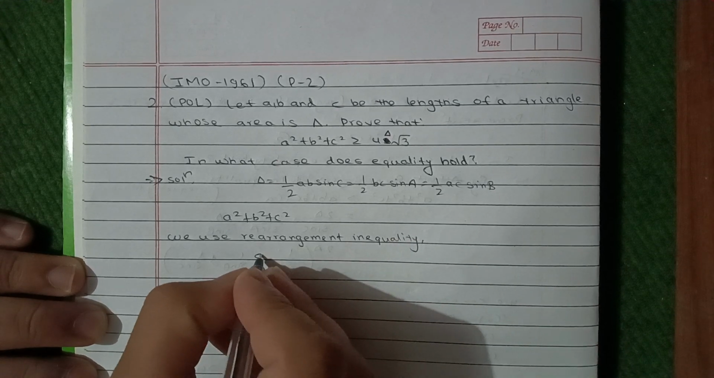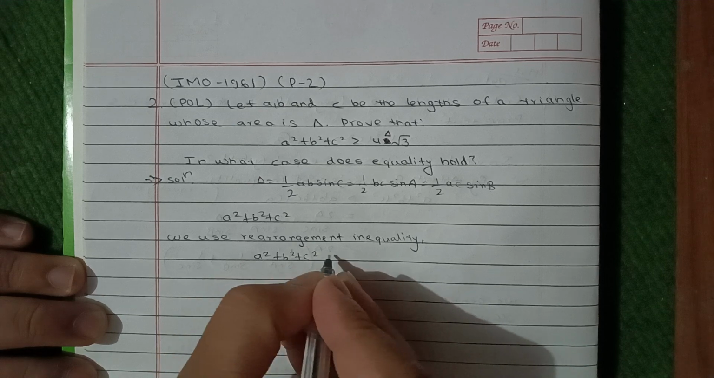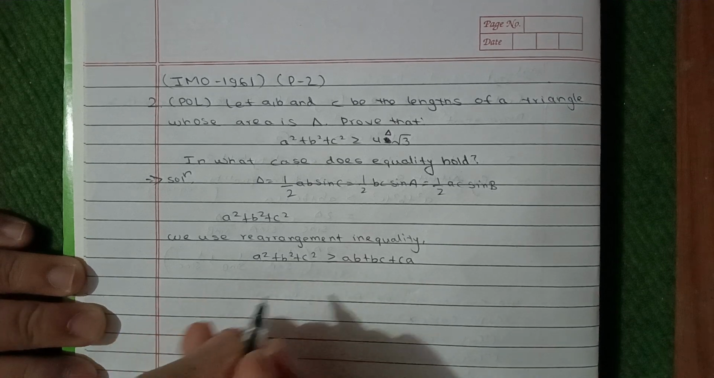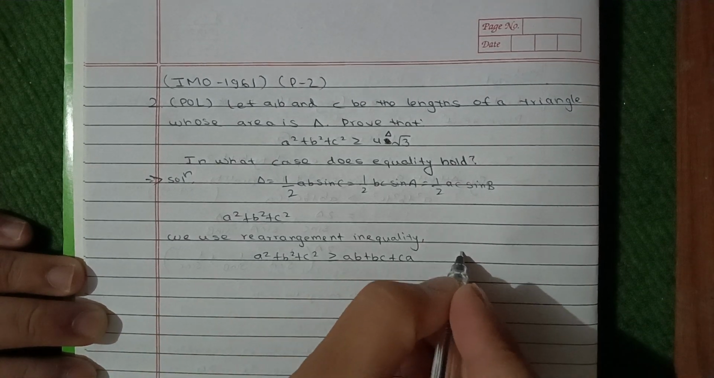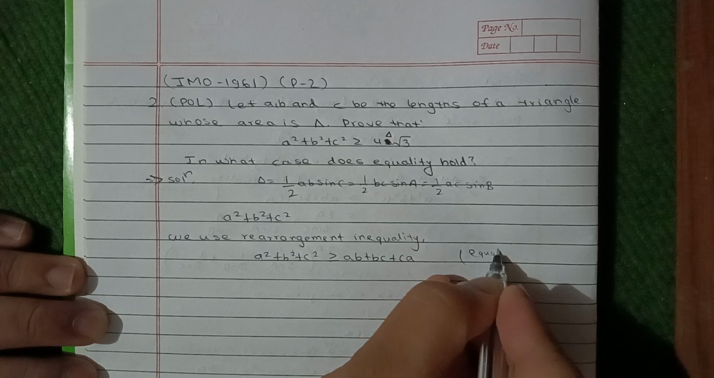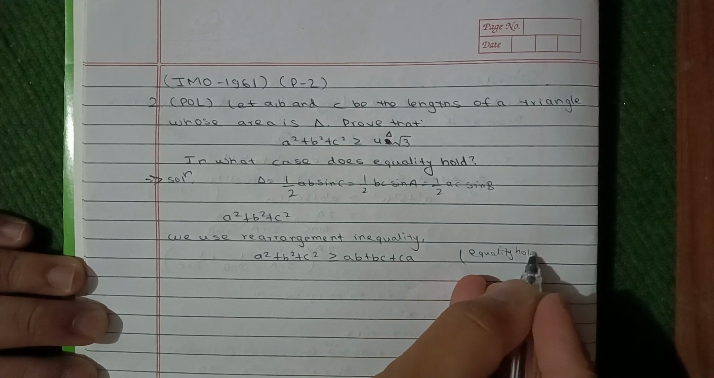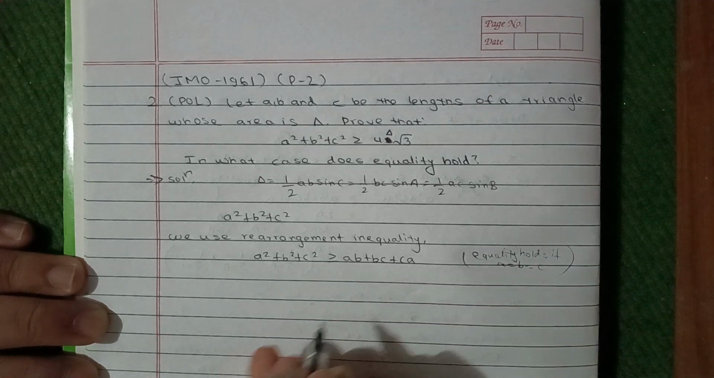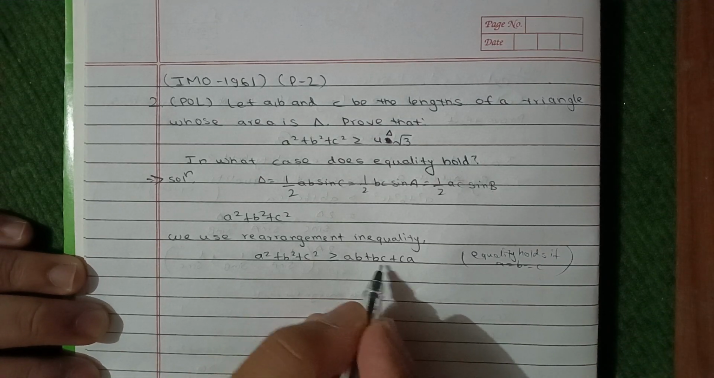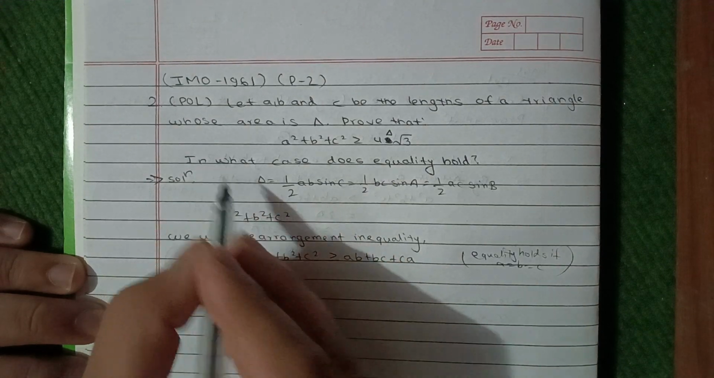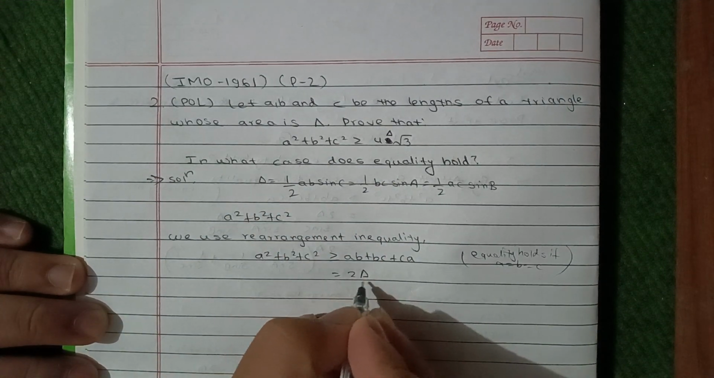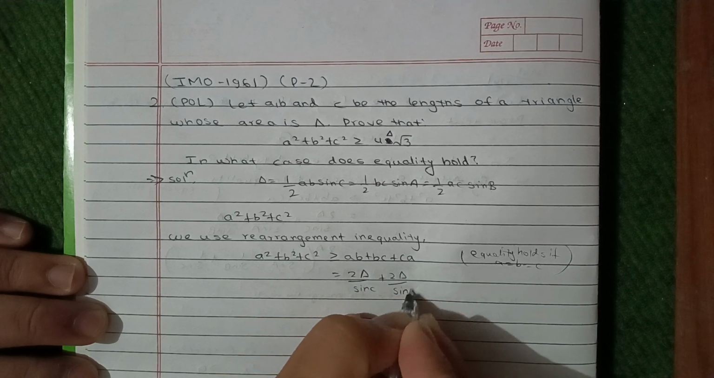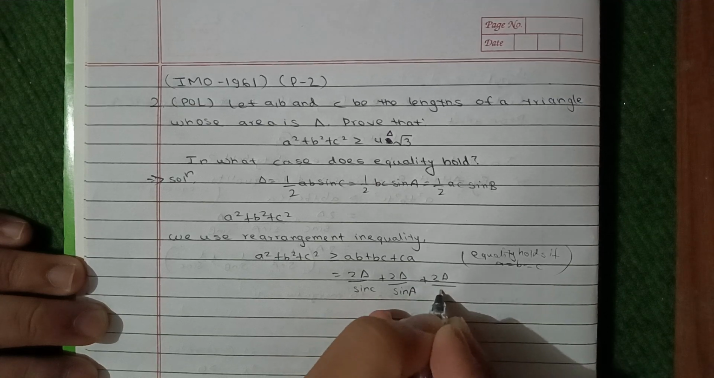So that A square plus B square plus C square is greater than or equal to AB plus BC plus CA. And the equality holds if A equals B equals C. Now since we have got AB plus BC plus CA, we can connect these with the area. This is 2 delta by sine C. This is 2 delta by sine A. And this is 2 delta by sine B.